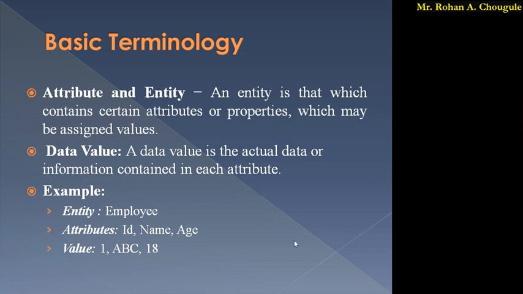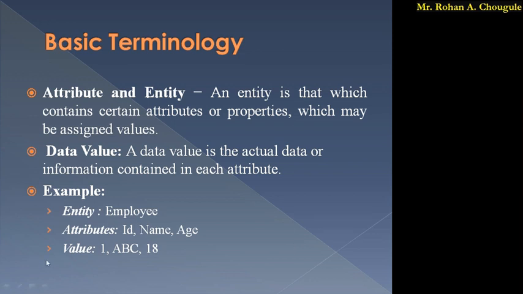1 2 3, this is an ID. Name, suppose ABC or Rohan Savule, this is one name. Age, it has some age. So these are the values. 18, that 1 2 3 are the values, that Rohan Savule or ABC is a value which we assign to the name, and 18 is the age we assign.